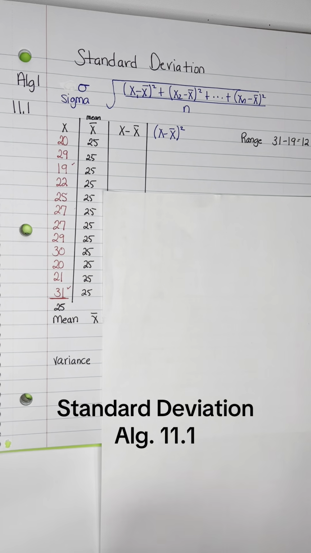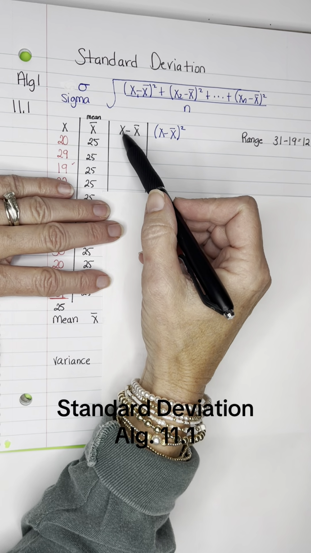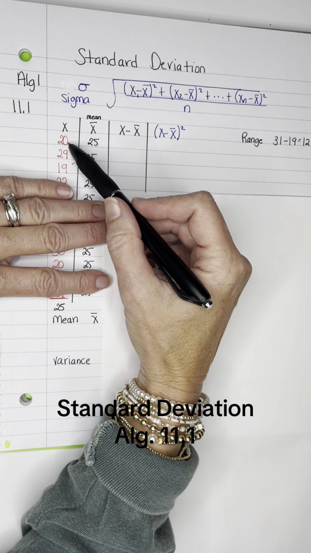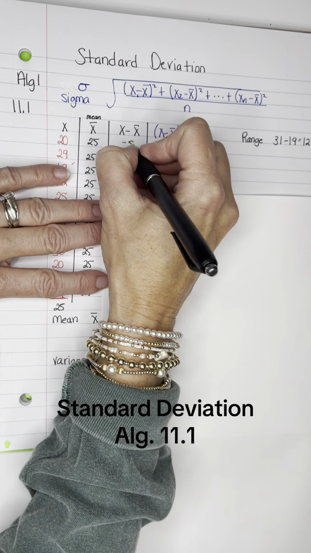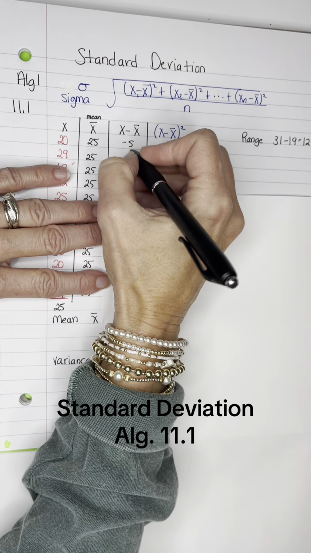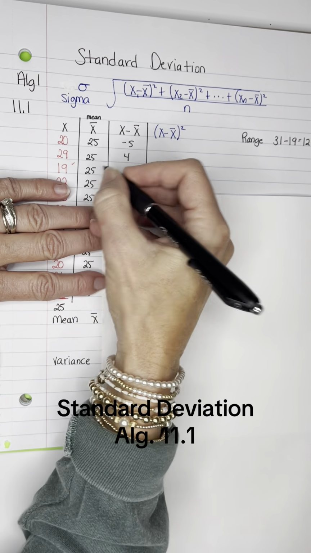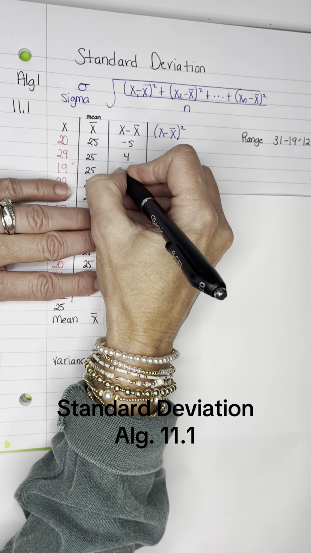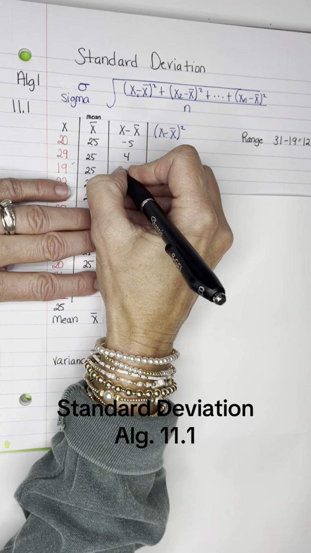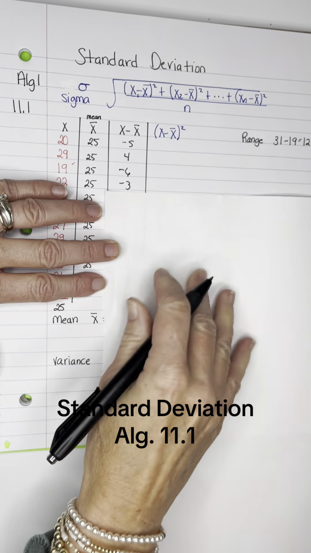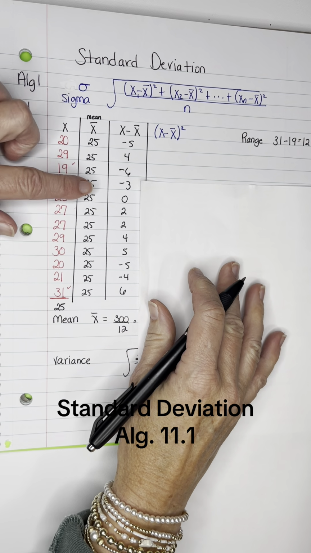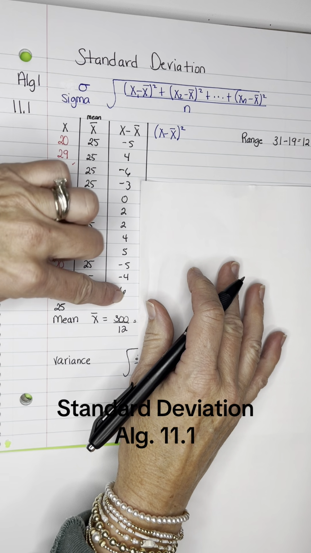Now, what I'll do is, before I square it, I'm just going to subtract. 20 minus 25 is negative 5. 29 minus 25 is 4. 19 minus 25 is negative 6. 22 minus 25 is negative 3. I went ahead to save time and subtracted all the rest.